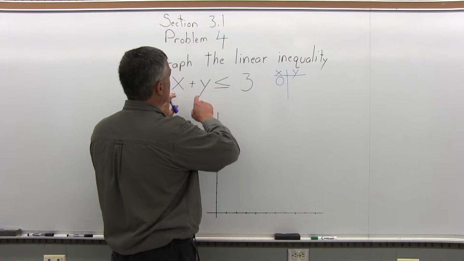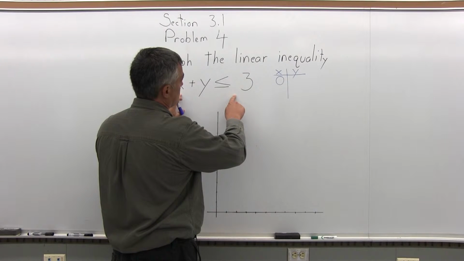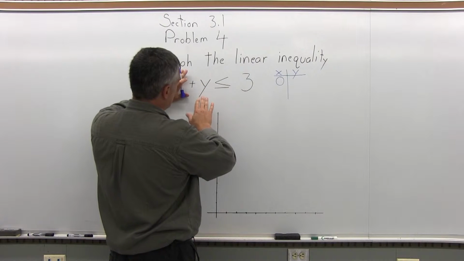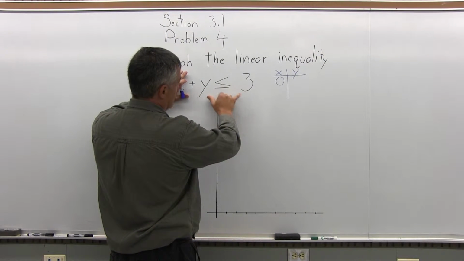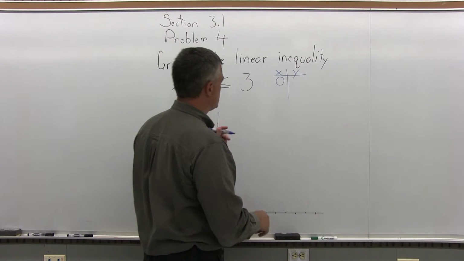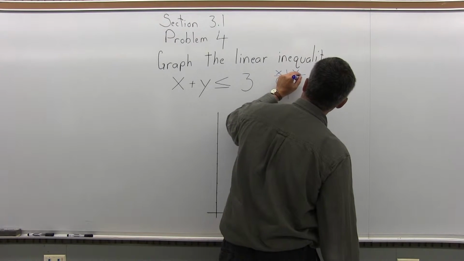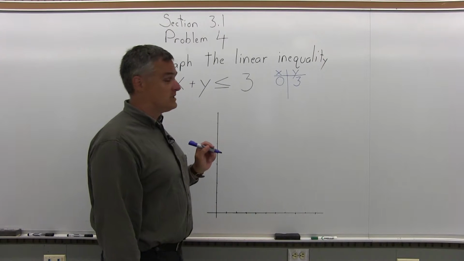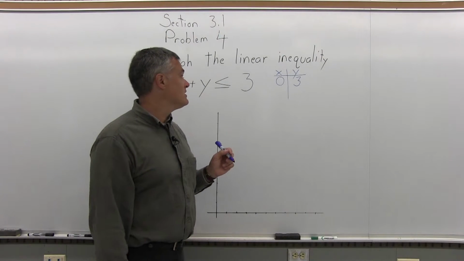So if I pretend that instead of x plus y is less than or equal to 3, that I actually have x plus y equals 3, pretend that's an equals, and I put in a 0 for x, I just have y equals 3. If y is 3, you get 3 equals 3, it makes the equation true. So one point that makes this true if you pretend it's an equation is 0, 3. X is 0, y is 3.